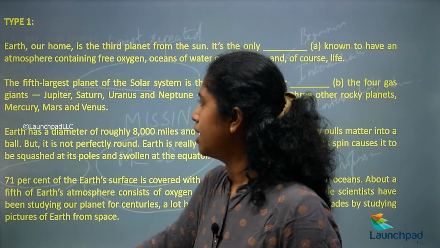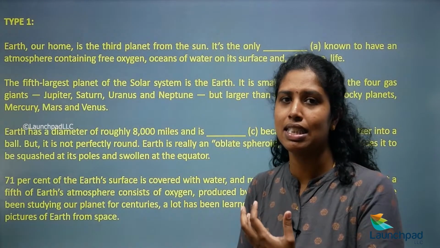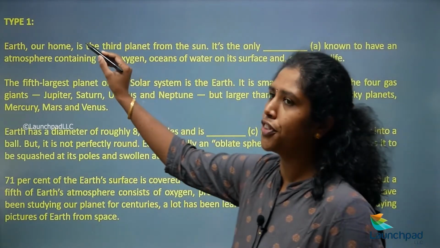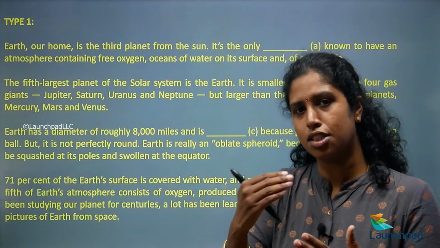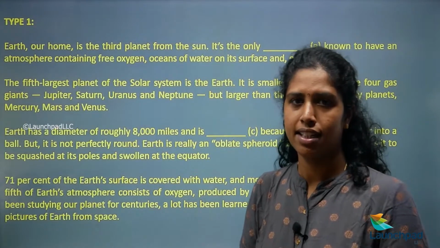Now let's move on to our next. We are now seeing in detail each and every type with an example, okay? So what's your first example? Let's read our passage and understand. Let's go step by step and see how we are able to choose the right answers, yes?